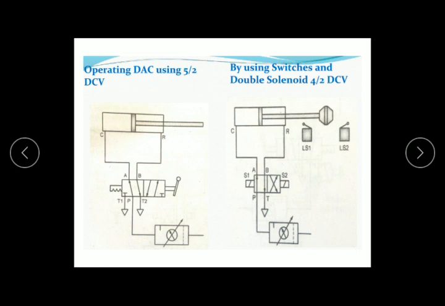In the second circuit, by using the switches, the operation of a double acting solenoid DCV, which is a 4/2 DCV.